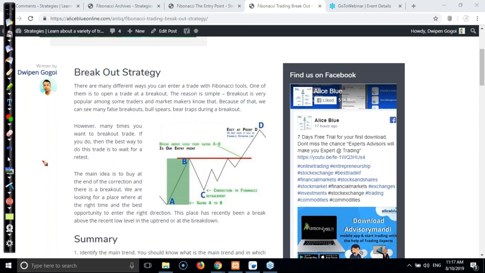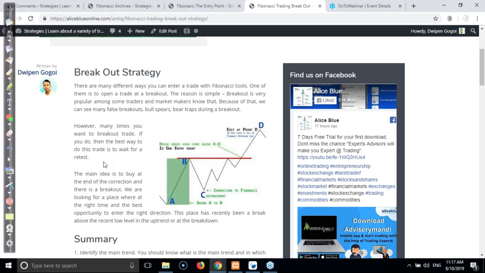Suppose price is just running like that. So we are calculating this A point as 0%, and this is the B point, this is 100%, about that wave. So breakout strategy means that when price breaks this 100%, we will start buying above this 100%, right? So some criteria are there, let me tell you.